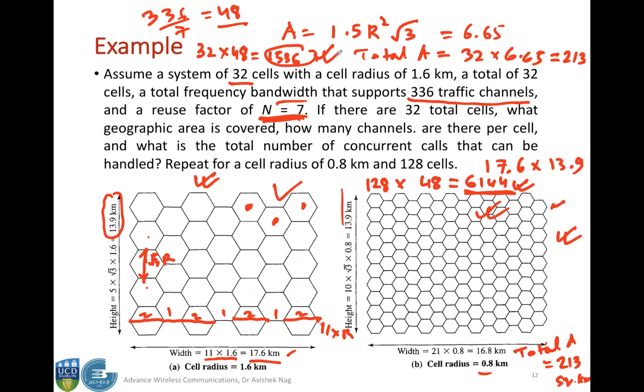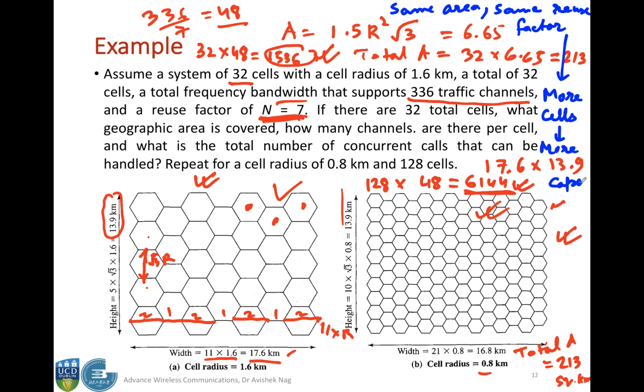Okay, so again I repeat, for the same area and same reuse factor, if you are having more cells, then you are getting more capacity. Okay, so this is the underlying message of this example.